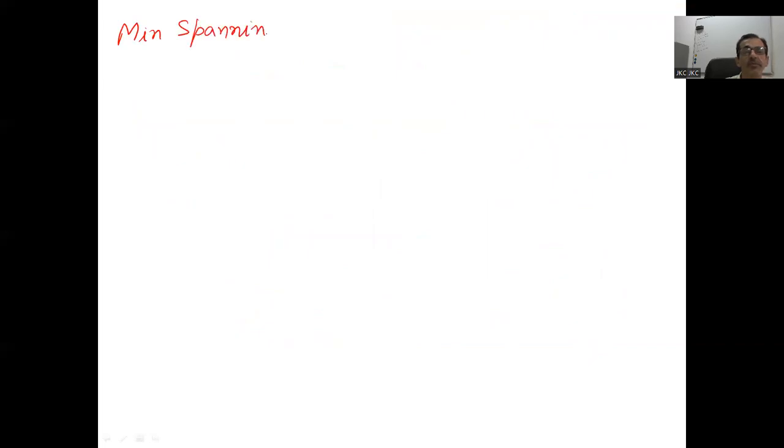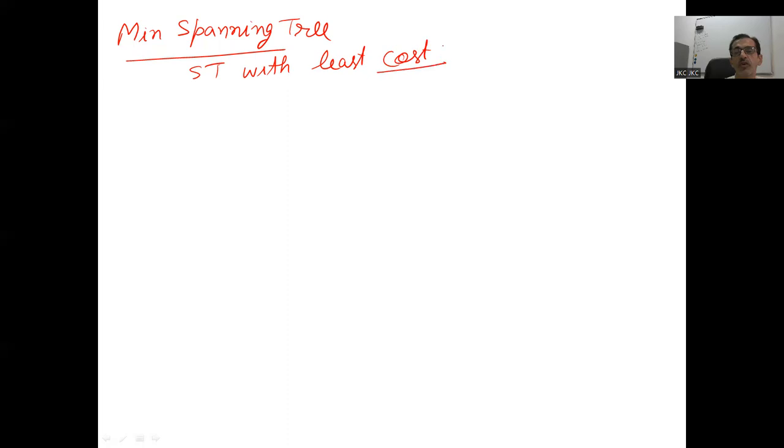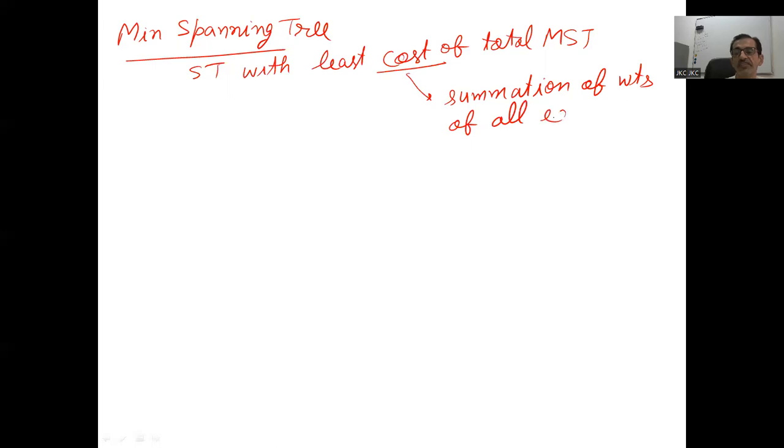So what is a minimum spanning tree? Minimum spanning tree means spanning tree with least cost, where cost effectively cost of the total MST, where cost means nothing but summation of all weights or summation of weights of all edges in the MST.